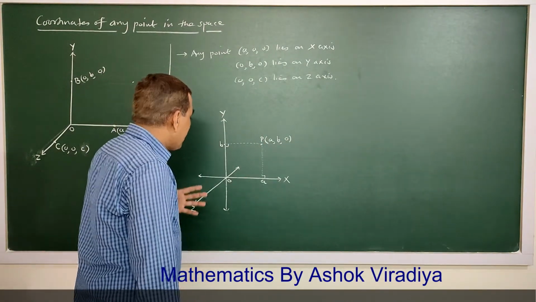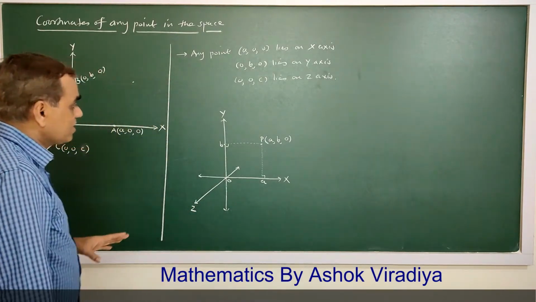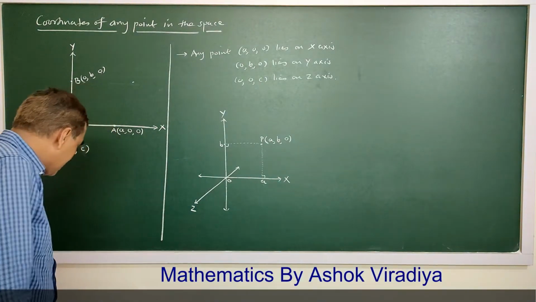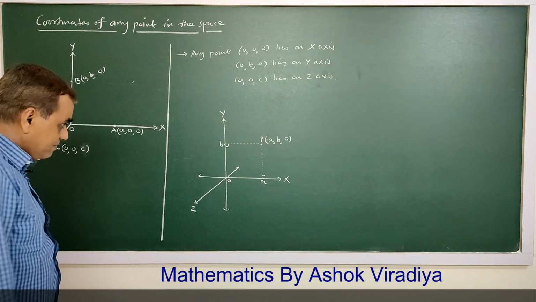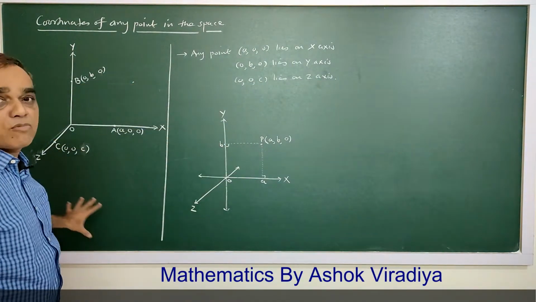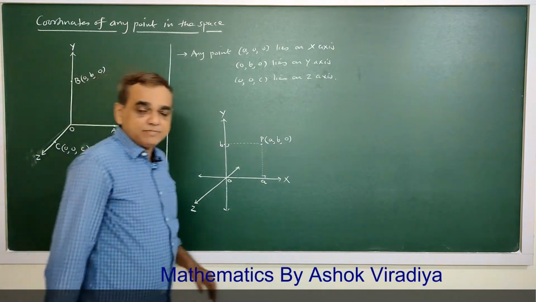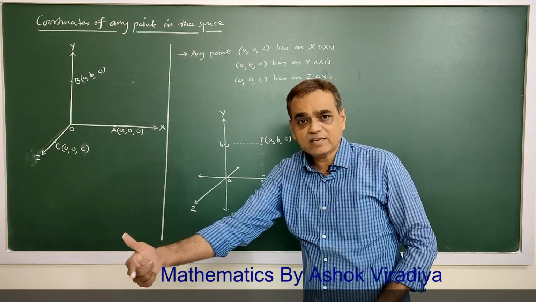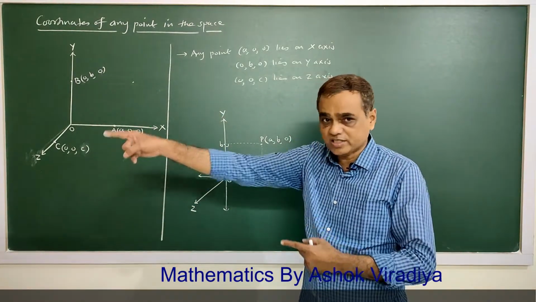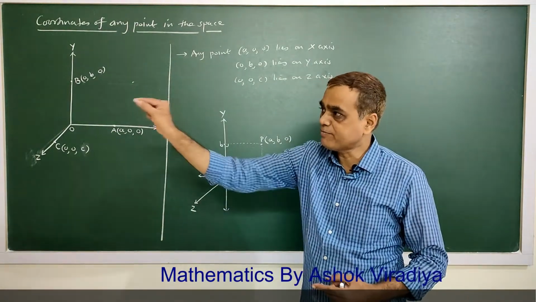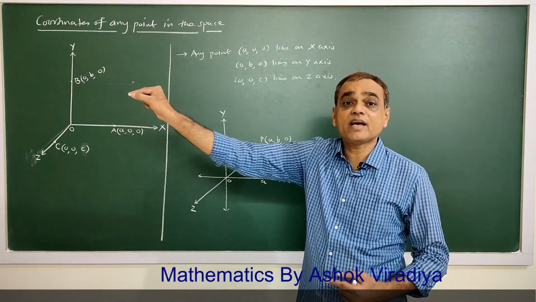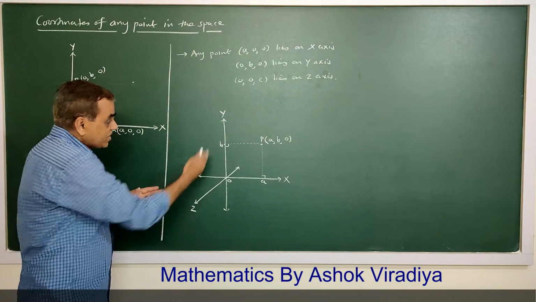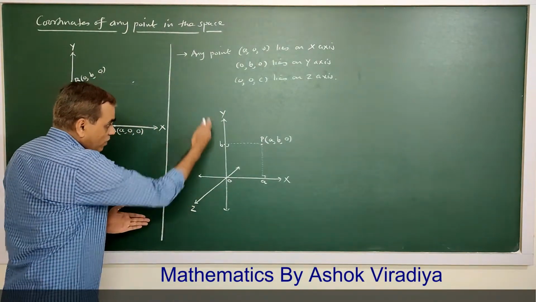So any point which lies on the xy plane has z coordinate 0. Similarly, a point lies on this wall. In the beginning we discussed that this is the x-axis and this is the y-axis, so the plane containing the backbone is the xy plane. Similarly, in the beginning we discussed the y-axis, then this line was the z-axis. So this wall is the yz plane. So if any point lies on the yz plane, then its x coordinate is 0.